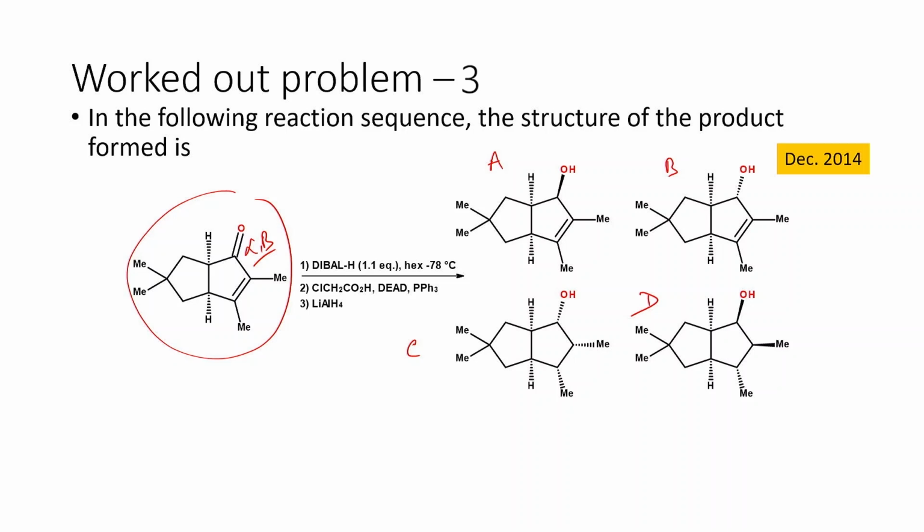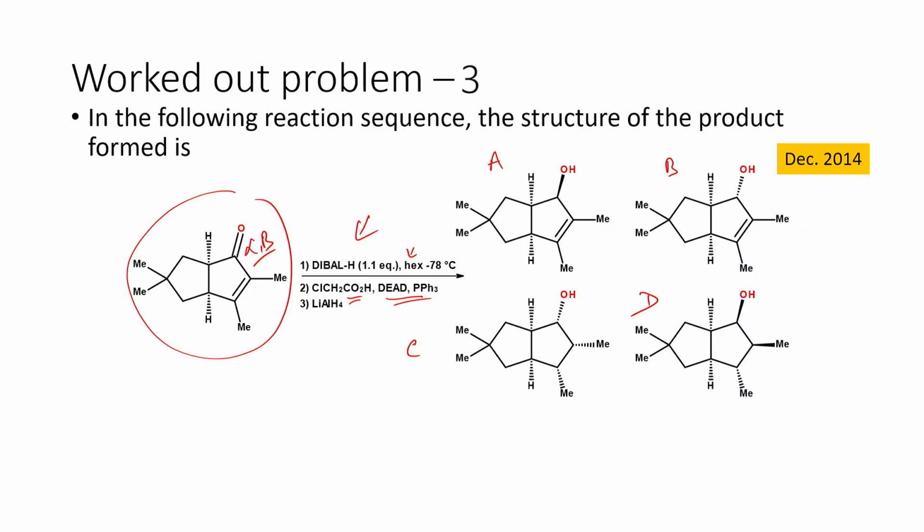So here again, let us come back to the reaction. This alpha beta unsaturated system undergoes, the first step is the DIBAL-H reduction in hexane as a solvent at minus 78 degrees centigrade. So this is step number 1. In step number 2, we are using chloroacetic acid in the presence of DEAD and triphenyl phosphine. We will see what this reagent will do. And the last one is lithium aluminum hydride.